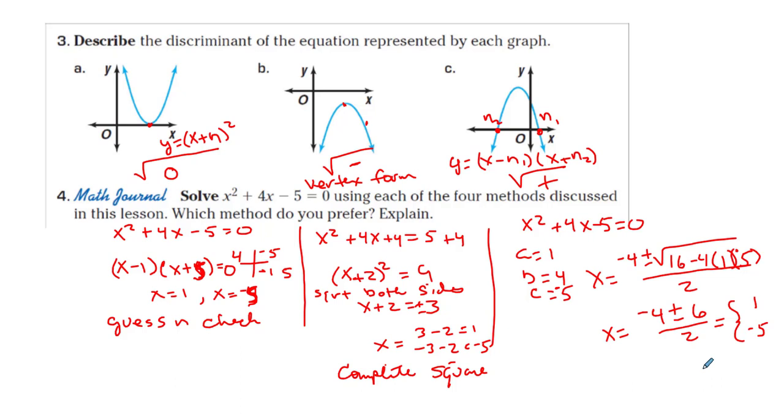Now, which one's easier? I don't know. It's up to you. Sometimes one's going to be easier than another. I generally try to avoid fractions. The guess and check method, if the numbers are easy, is probably the easiest way to go. So I would probably prefer this one just based on the numbers that are there.